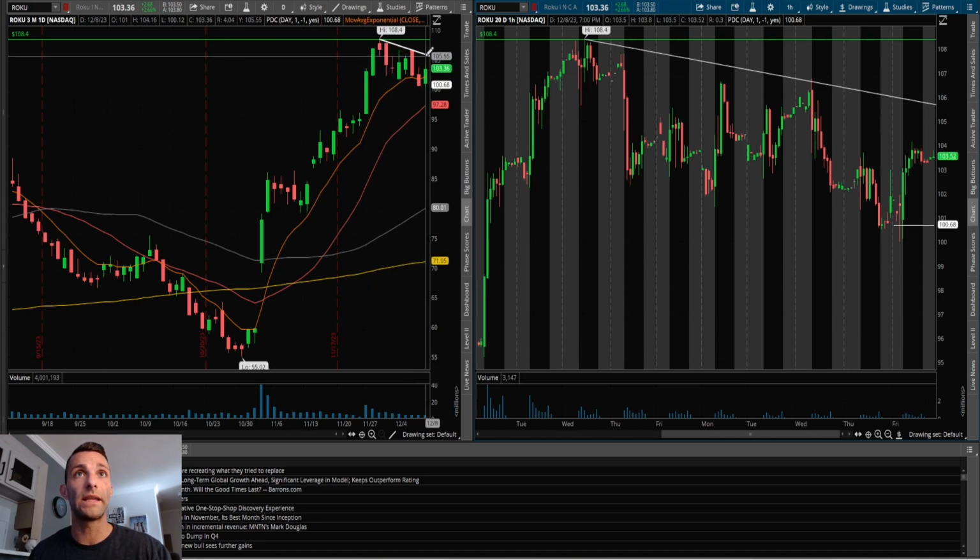So if we end up breaking out of this bull flag to the upside, we also have that prior pivot high at 108.40, which is a 52-week high. So you have the bull flag pattern and you have the 52-week high. So it's a pretty solid looking setup.